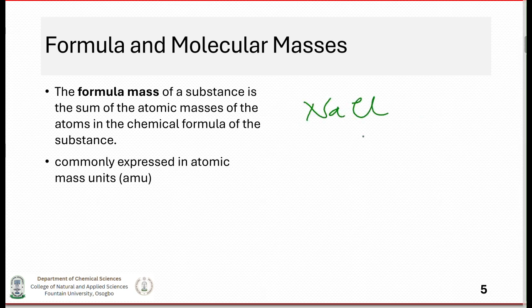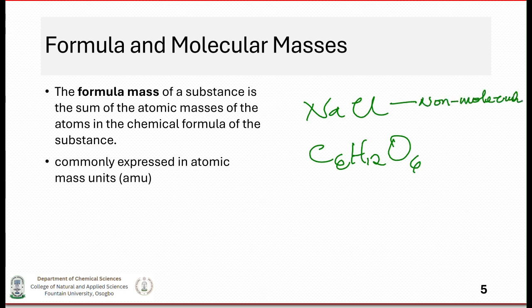You know, this is a compound, and there is another compound. Let me use glucose, C6H12O6. This is a molecular compound, but the other one is a non-molecular compound. So, for a non-molecular compound, we use formula mass to represent it.